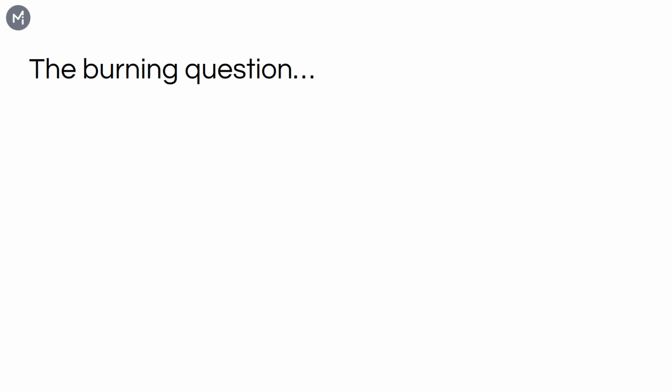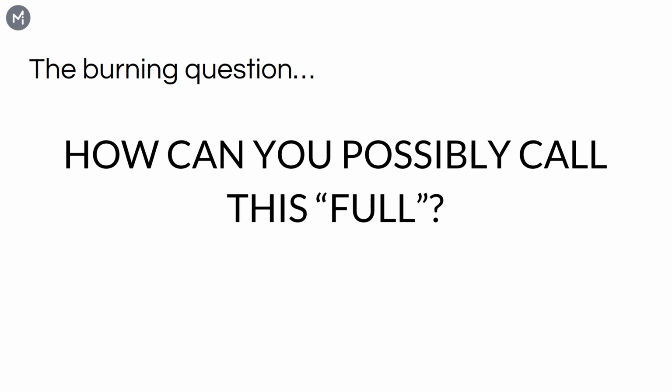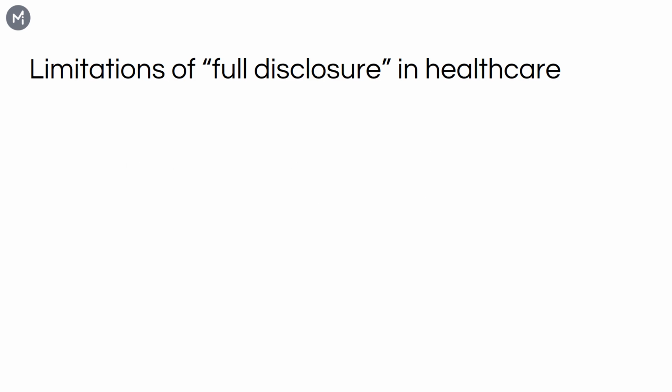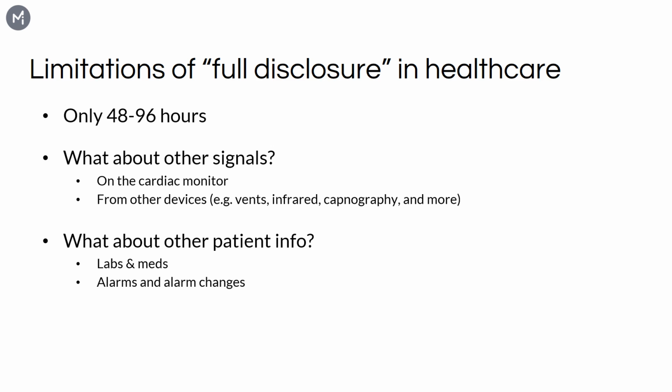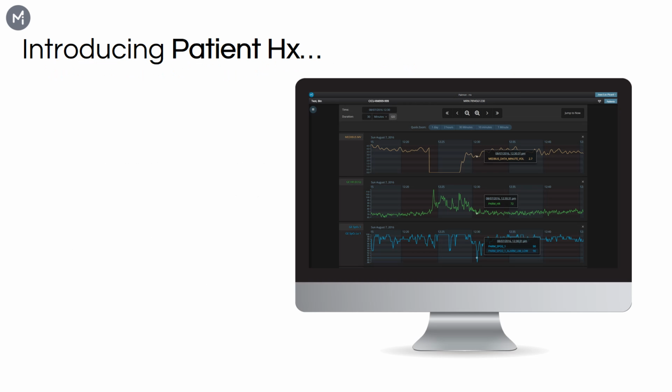So the burning question is, how can you possibly call this full when the record is in no way complete? Don't you need to see data back farther than 96 hours? What about other signals coming off the cardiac monitor, not to mention other devices like vents? And what about patient information such as labs and meds or alarms? Don't you really need all of this to create a complete record?